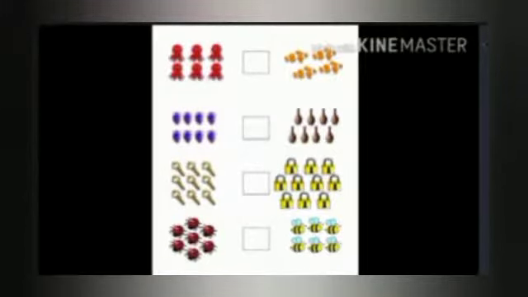This is the practice sheet. You all have to do it. Try to solve it as I have shown in the earlier slides. You have to keep doing practice.